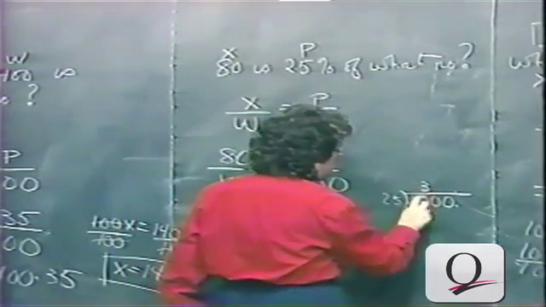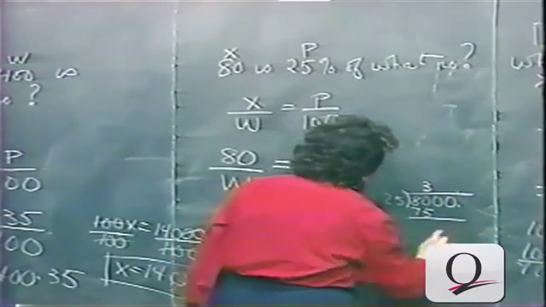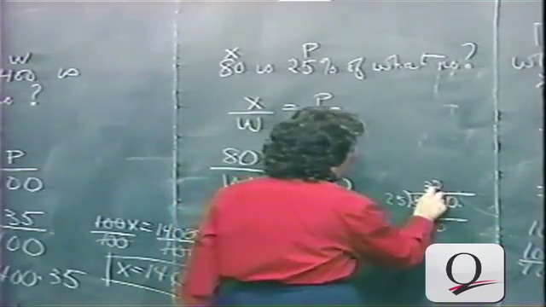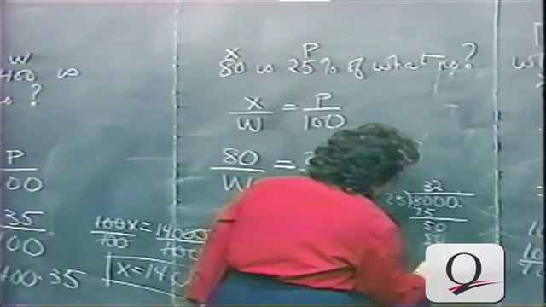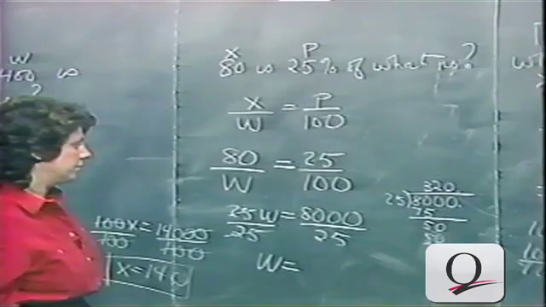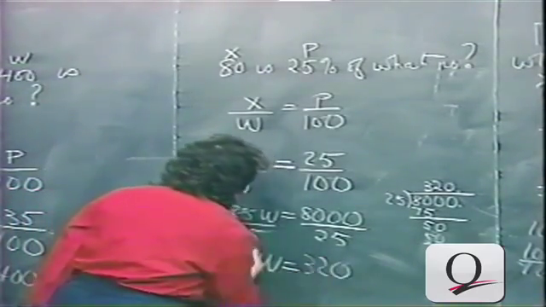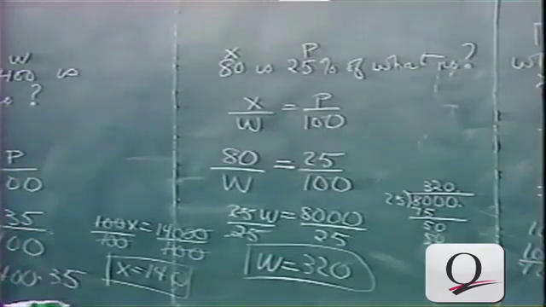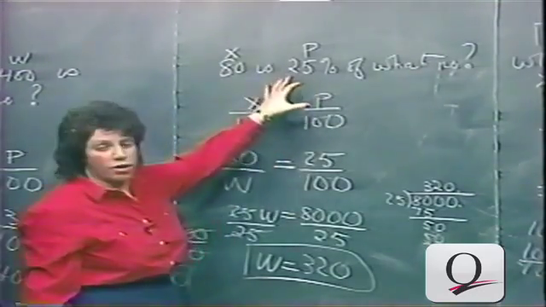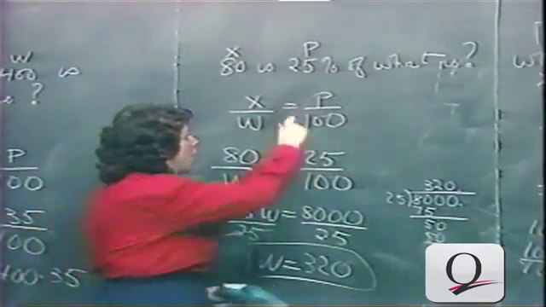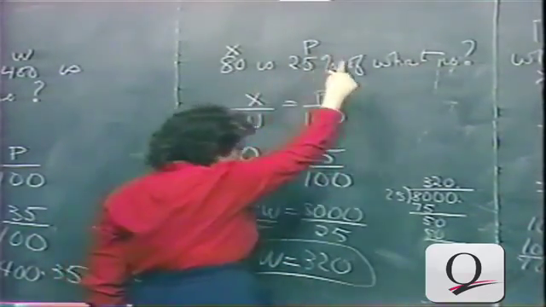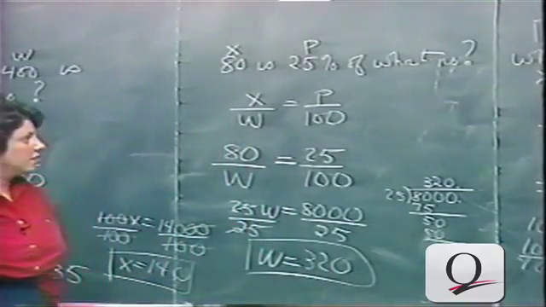25 goes into 80 3 times. 3 times 25 is 75. Subtract, you get a 5, bring down the 0. 25 goes into 50 twice. Bring down the 0. 25 goes into 0 zero times. So 320 is the whole. 80 is 25% of 320. 25% is like a quarter. To change it to a fraction, you divide by 100 and drop the percent sign, so you have 25 over 100, or a quarter. 80 is a quarter of 320, so that makes sense.